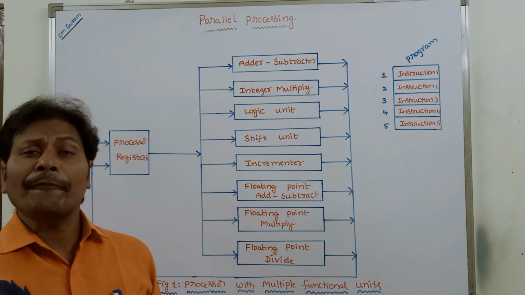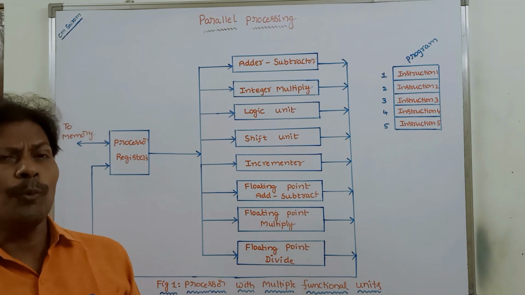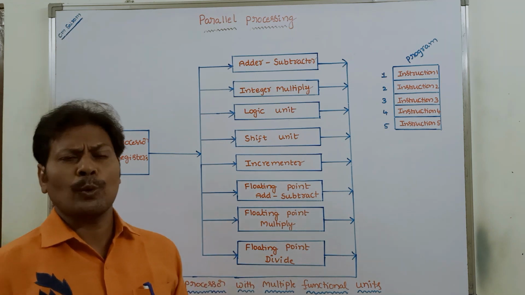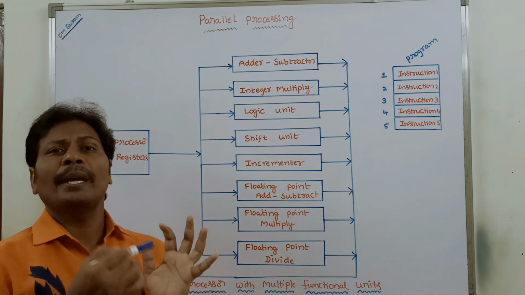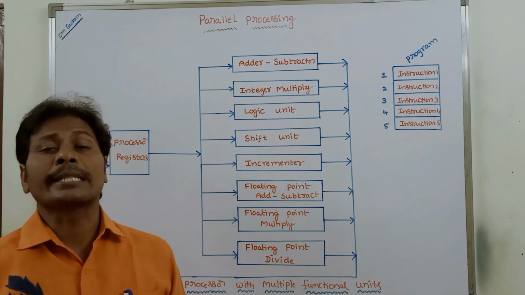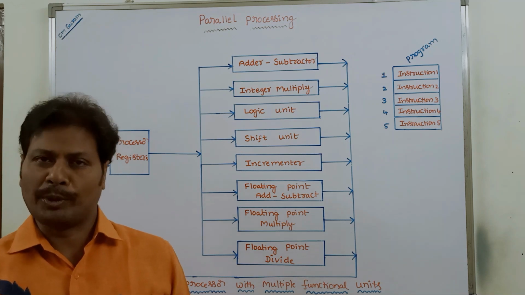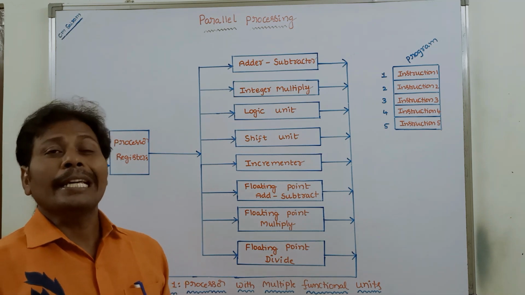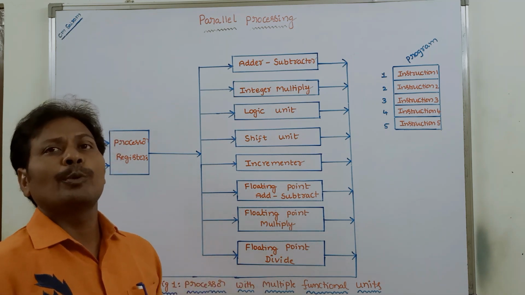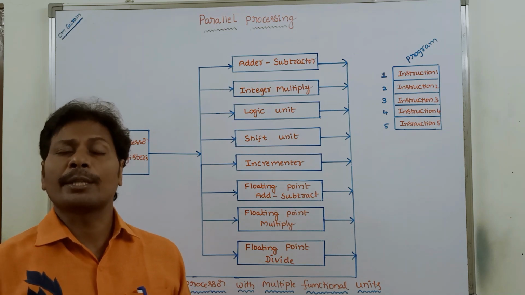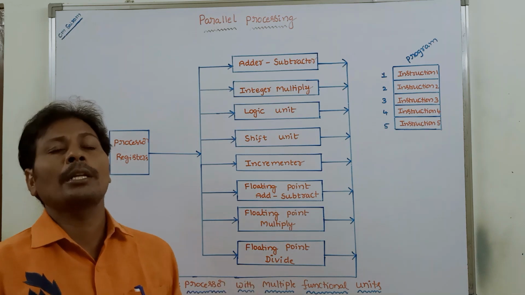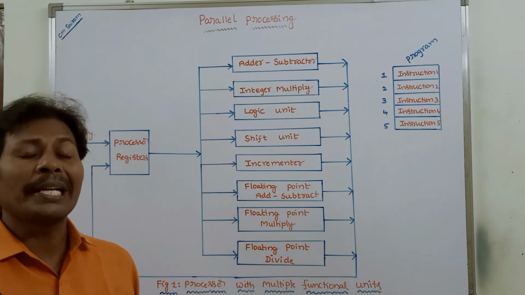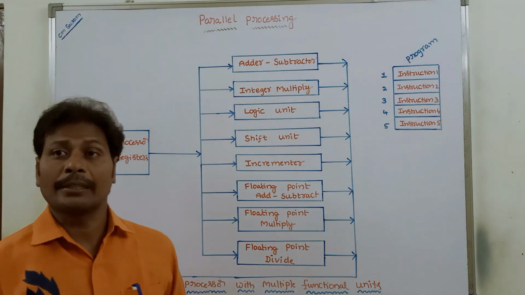What is the other way? The other way is that the execution unit, or our ALU, can be divided into several functional units. Each and every functional unit can perform its own operation, and all the functional units are independent of each other.